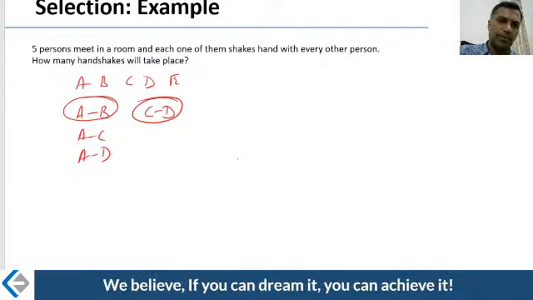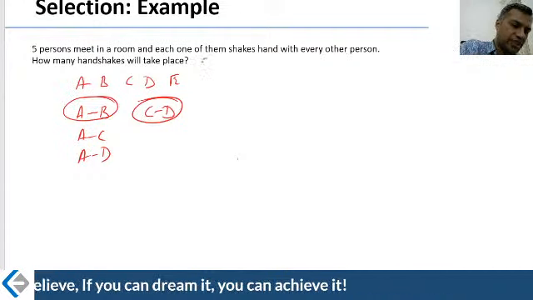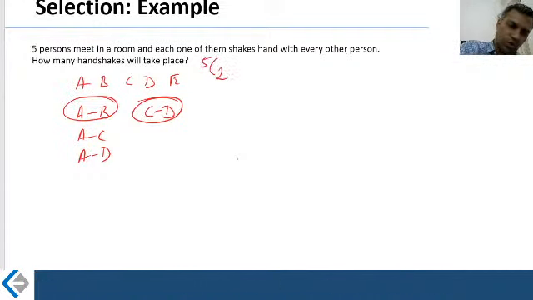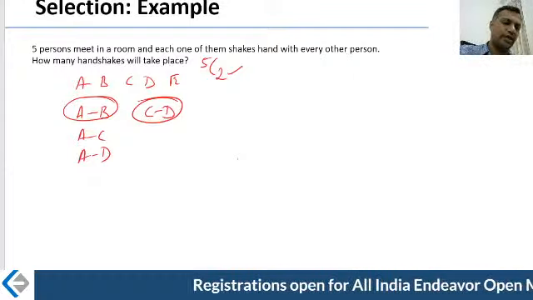Therefore, what am I talking about? Just select 2 people and make them shake hands. So how many handshakes can be made? 5C2. Why 5C2? You just have to bring 2 people together to make a handshake.